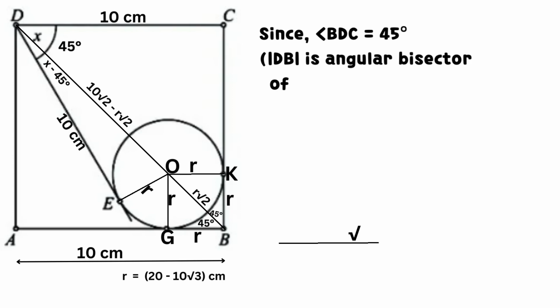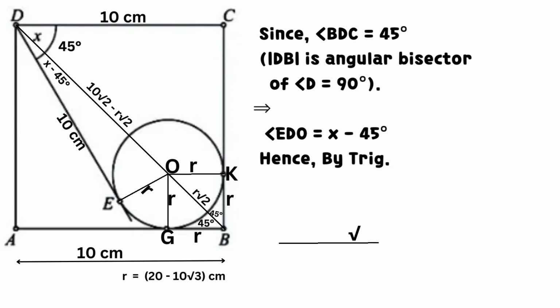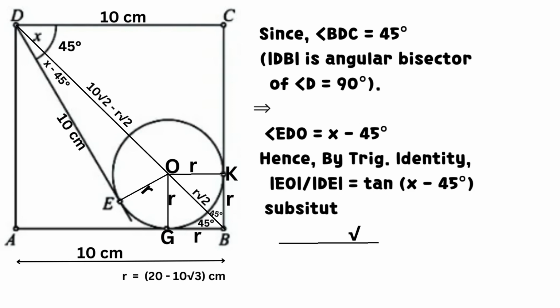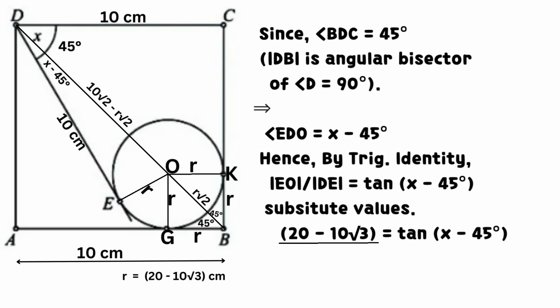Angle ED, O equals X minus 45 degrees, since angle BD, C equals 45 degrees. The reason is that line D, B is the angular bisector of angle D, which equals 90 degrees. Hence, by trigonometric identity, line EO divided by line D, E equals tan of X minus 45 degrees. Substitute values and we have that 20 minus 10 times the square root of 3, all divided by 10, equals tan of X minus 45 degrees.